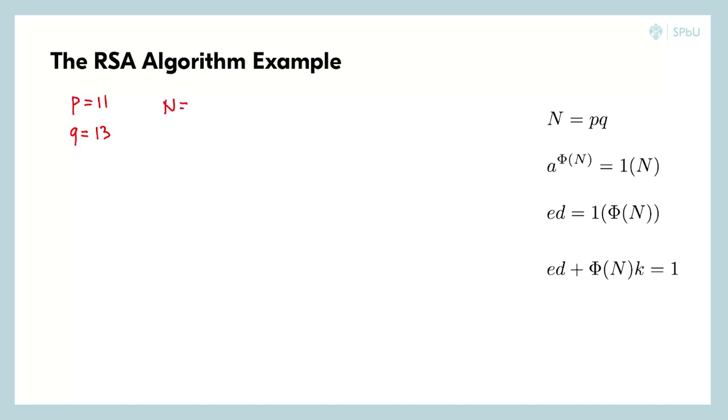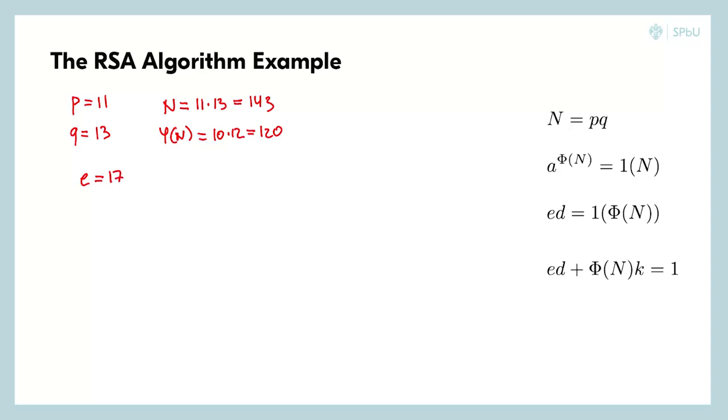N big is 11 by 13. It is 143. And phi of n is 10 by 12 and is 120. Now I have to choose the number e, which is coprime both to n and to phi of n, and I choose it to be 17.